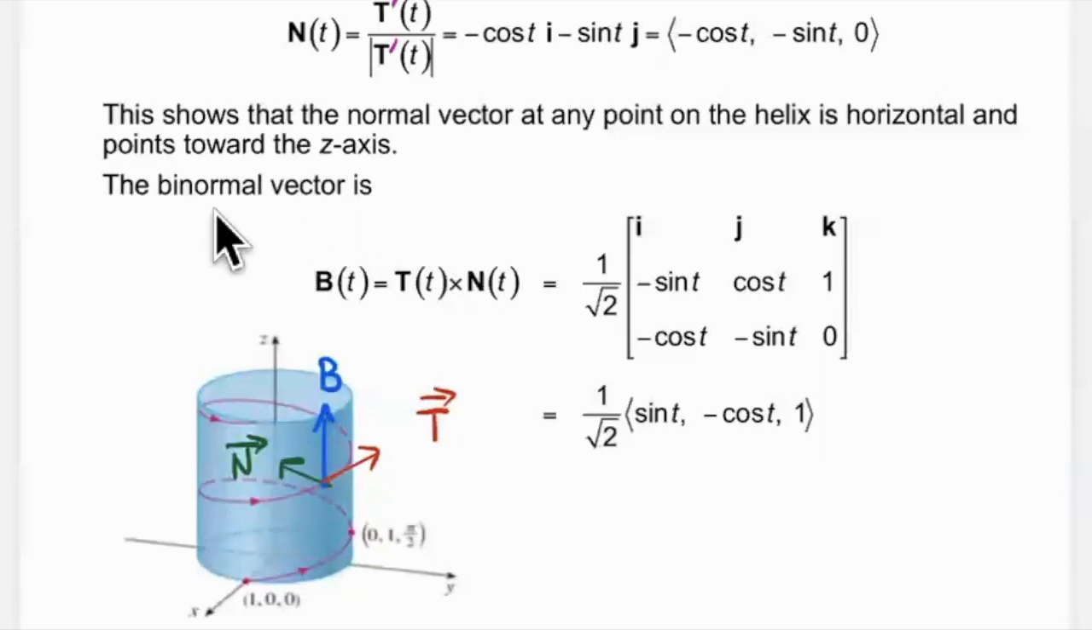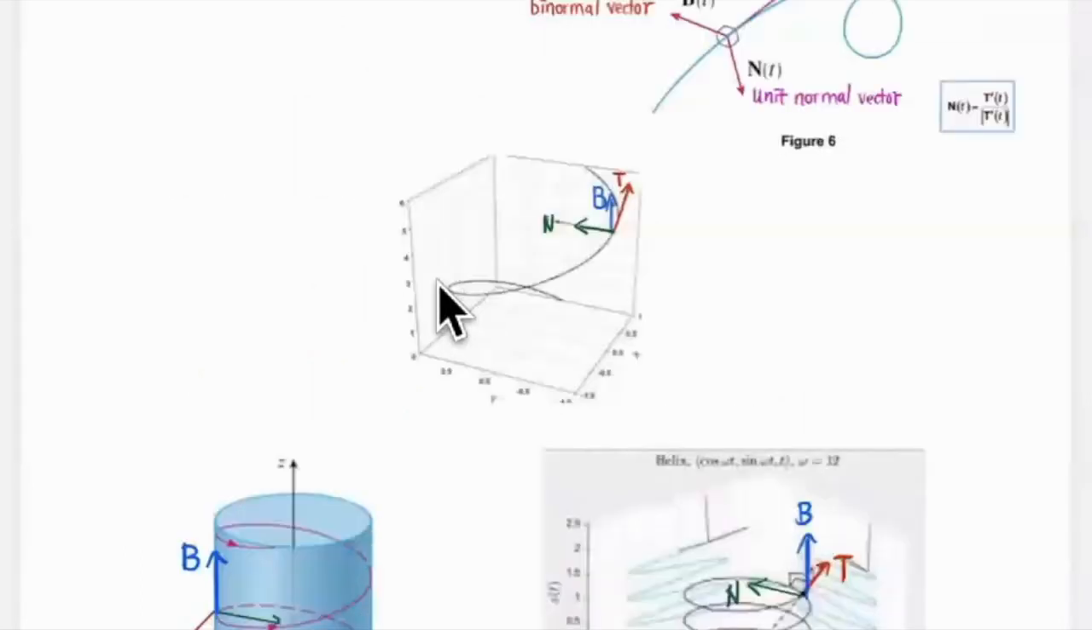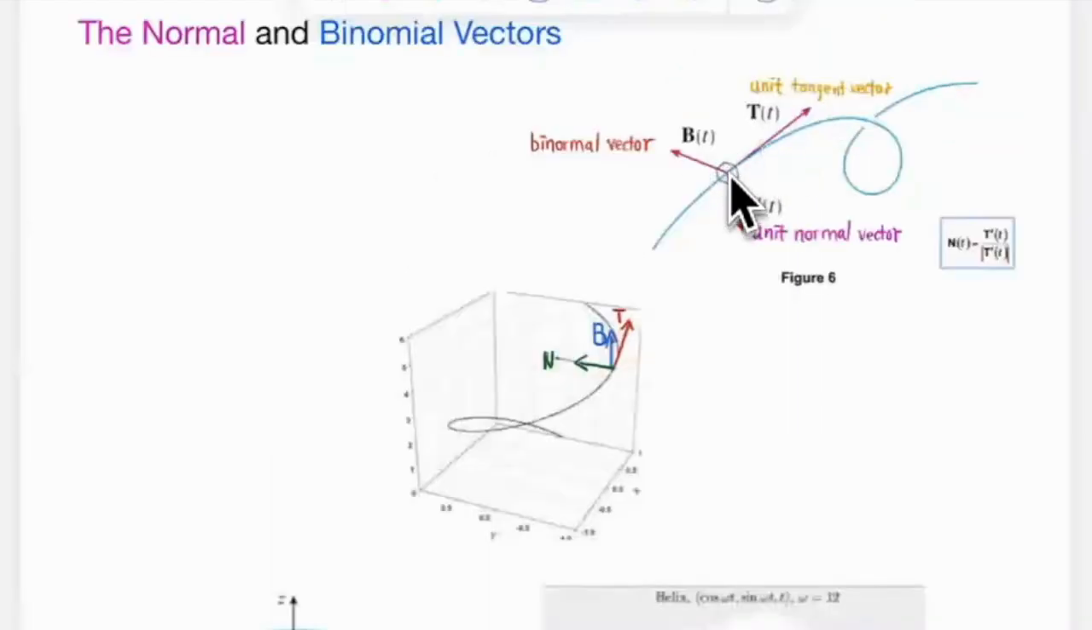And finally, the binormal vector is the cross product of T and N, and calculating the cross product, we got this. And this is the binormal vector. So here are more pictures. This is the tangent vector, here's the normal vector, here's the binormal vector, okay. So at this point of the helix, the tangent vector goes this way. The normal vector points to the z-axis. And then the binormal vector goes this way.